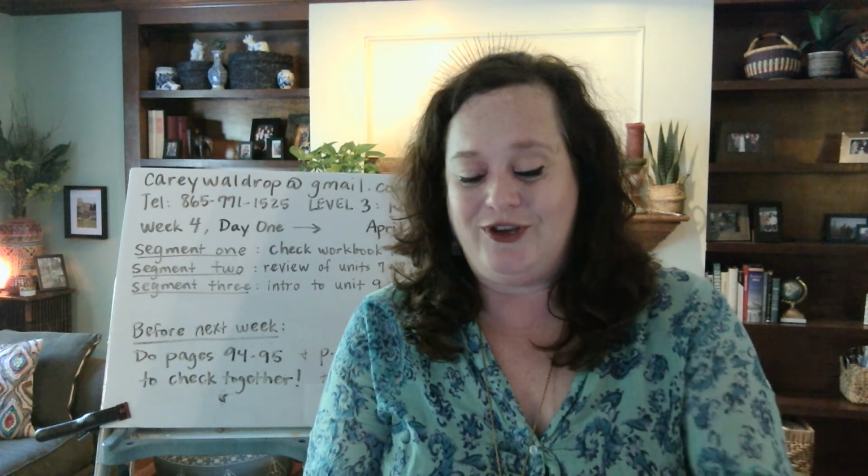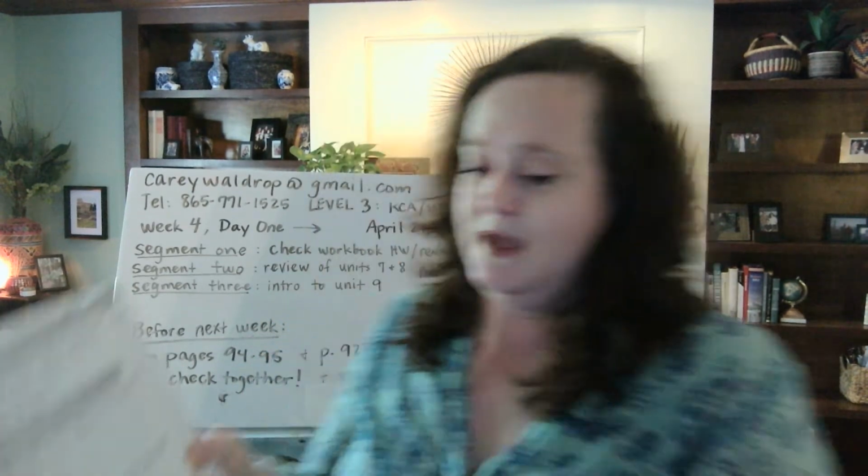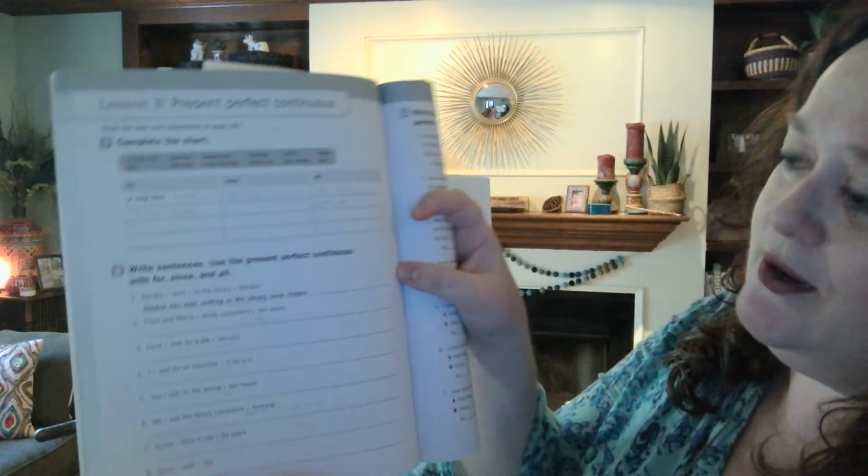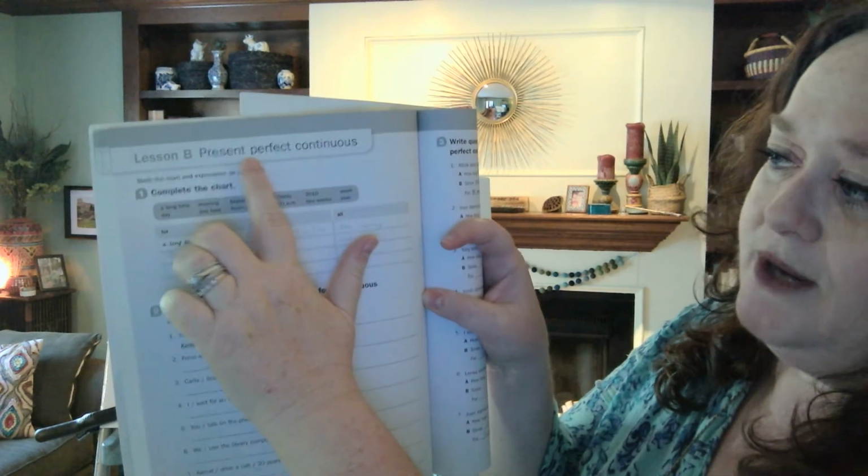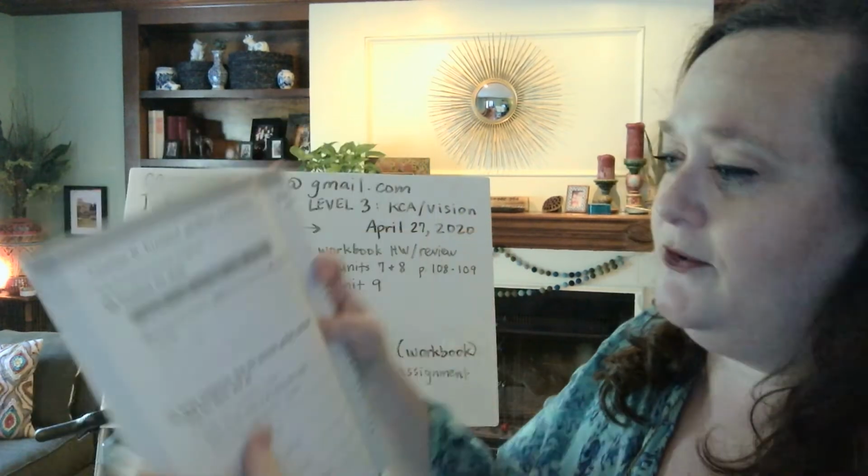So we're going to start on page 92, and let's go through each answer. Now I'm going to pause and allow you to answer out loud, and then I will read the answer, so you can check yourself and see how you did. Are you ready? Let's start with page 92, lesson B, present perfect continuous.